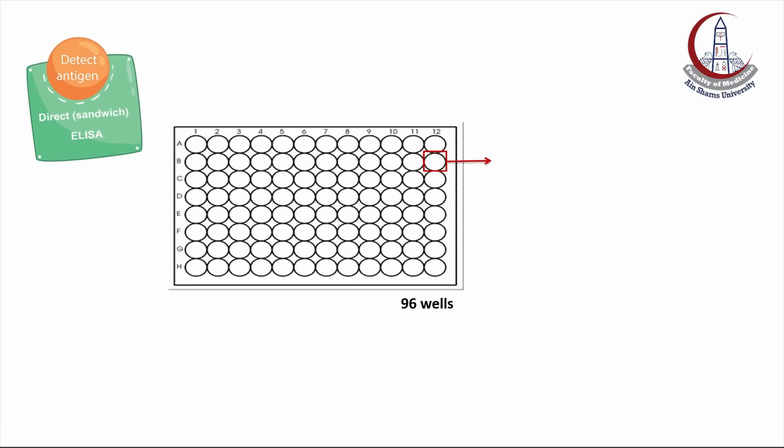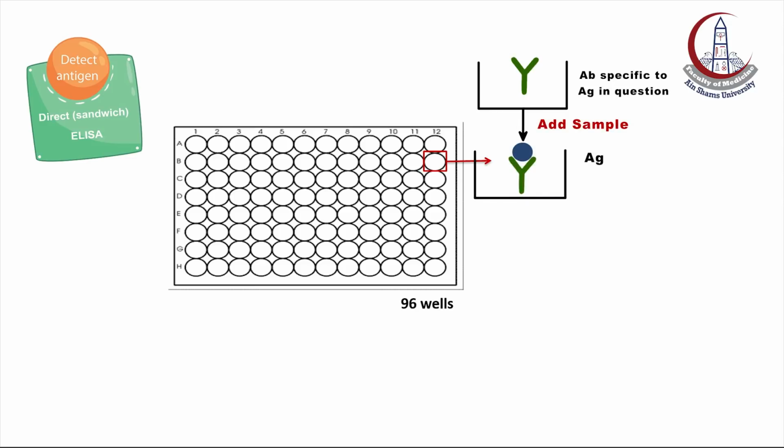In direct ELISA, antibodies specific for the antigen in question are captured to wells of a plastic microtiter tray. The specimen, which may or may not contain, of course, the antigen, is added and incubated with fixed antibodies in the plate.